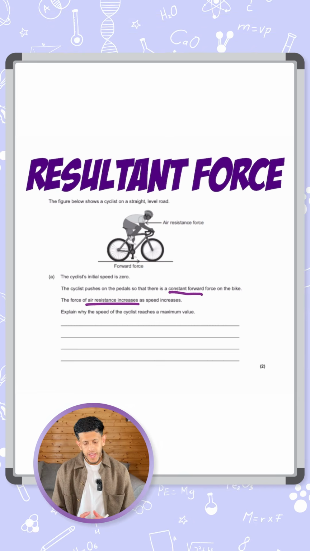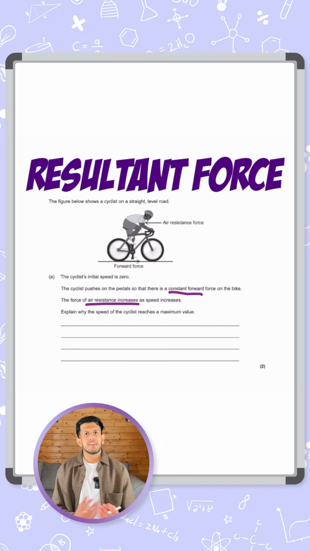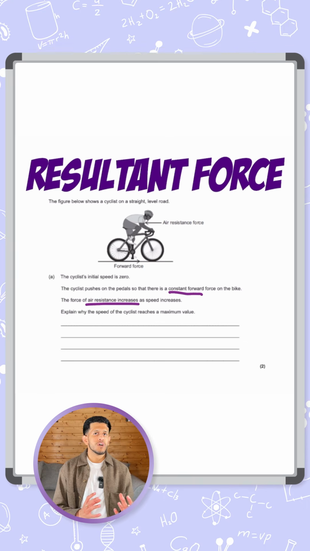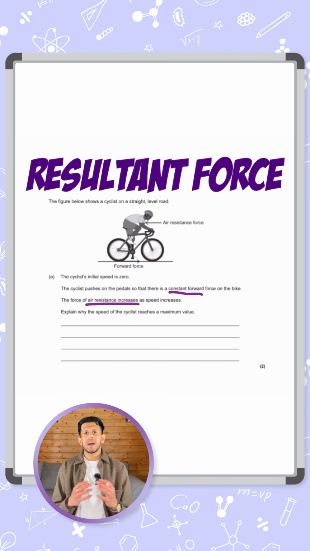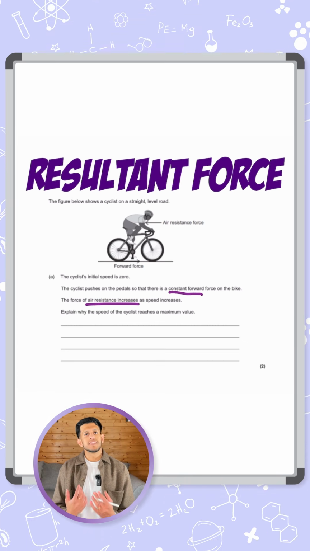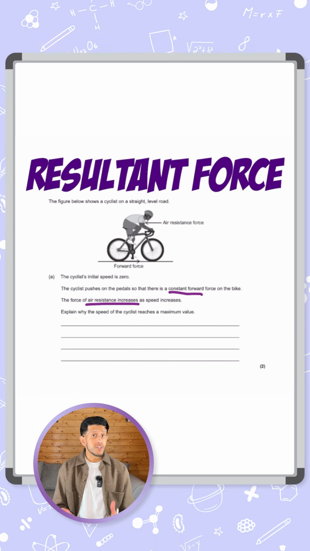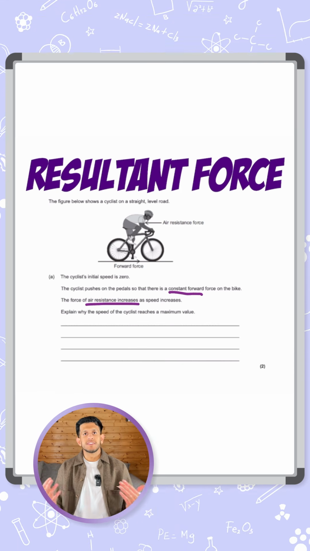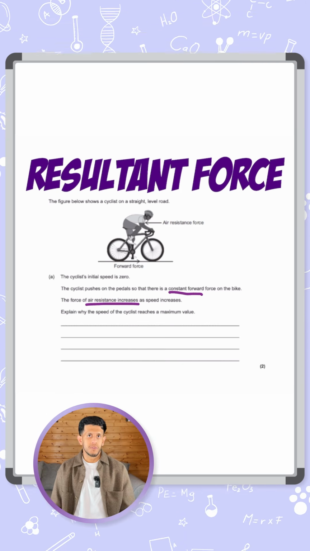So the reason is the air resistance is going to increase until it eventually becomes balanced or equal to the forward force. So if they're both balanced, the resultant force on the object is 0, it has an acceleration of 0, so it doesn't get any faster and it reaches its maximum speed, what we call terminal velocity.